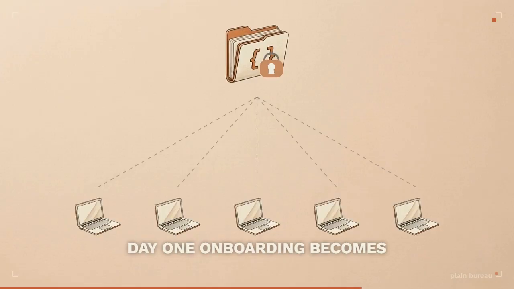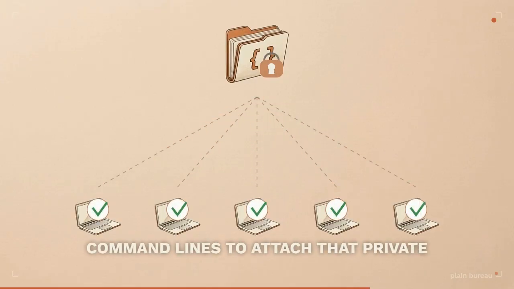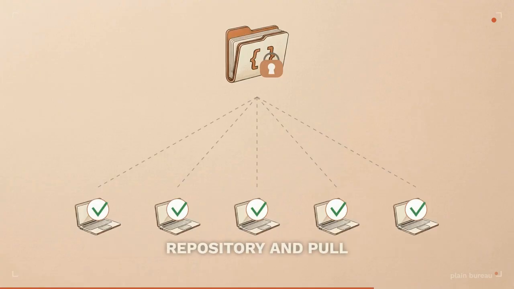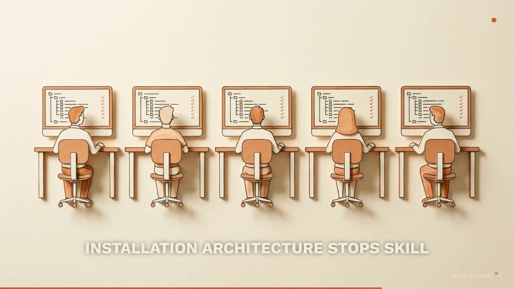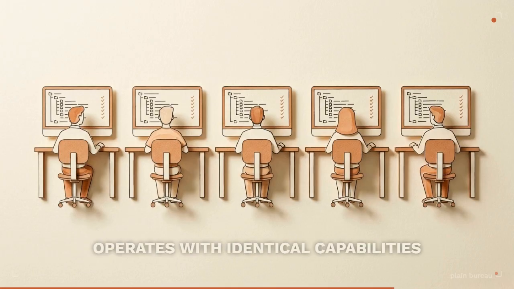Day 1 onboarding becomes frictionless. A new hire executes exactly 2 command lines to attach that private repository and pull down the corporate toolkit. This centralized one-line installation architecture stops skill drift cold. It guarantees every single team member operates with identical capabilities and guardrails from their first hour.